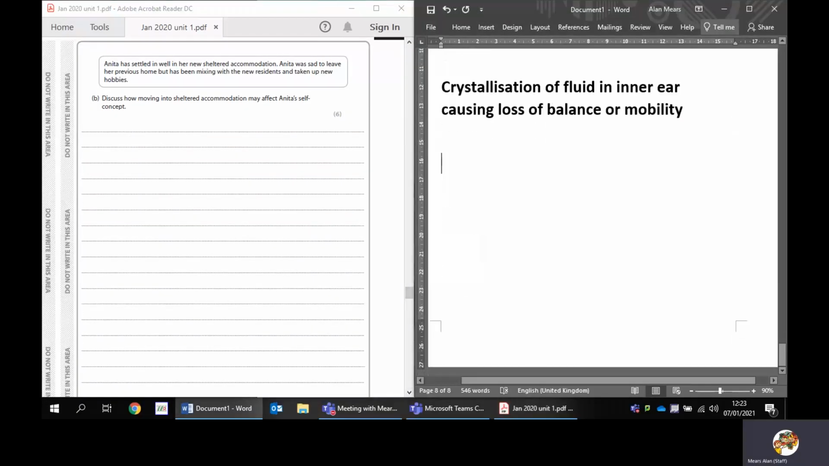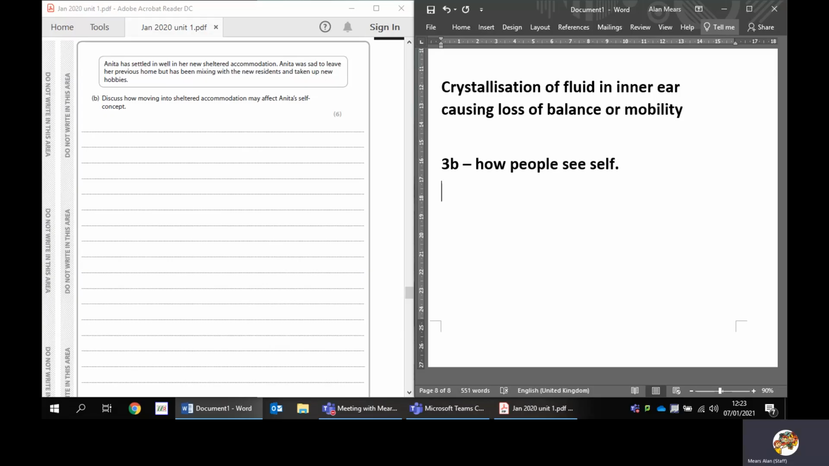We've got 3B. There we go. So discuss how moving into sheltered accommodation may affect an elder's self-concept. Now, this is very similar to a question in the 2019 paper, and actually even the paper before that. So a lot of questions about how someone going into a care home would feel, and actually it was a 10 mark we just looked at not that long ago. So self-concept, so it's how people see themselves.